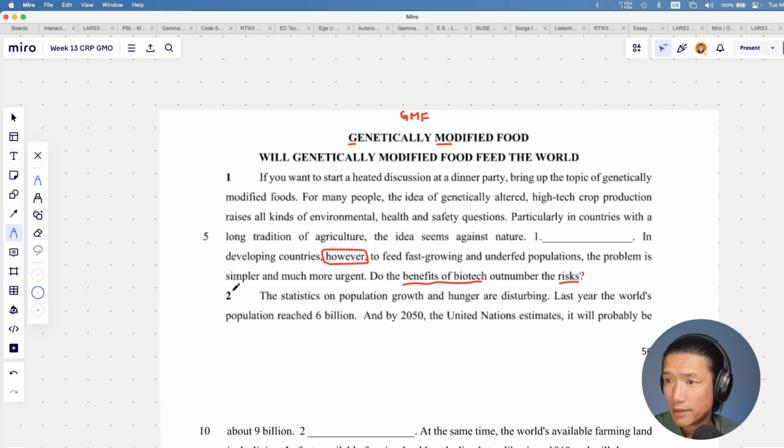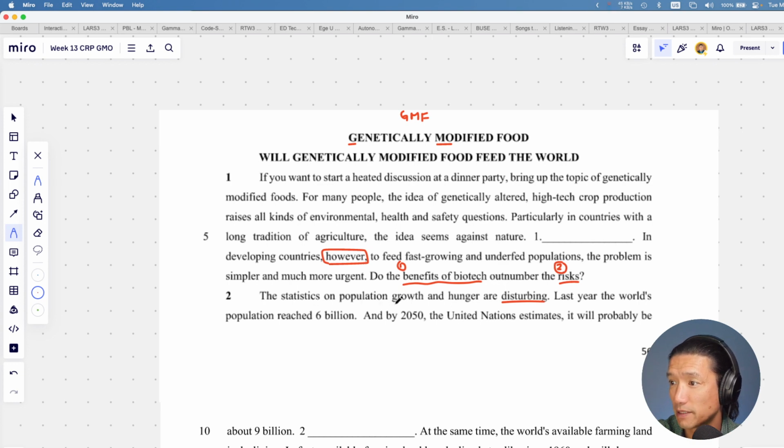All right, paragraph 2. The statistics on population growth and hunger are disturbing. Is this the topic sentence? I guess so. So I guess this essay is looking at, in developing countries, the difference between the benefits and the risk. Yeah, benefits and the risk. So let's see if they talk about benefits first or risk first. I don't know yet. I haven't read this.